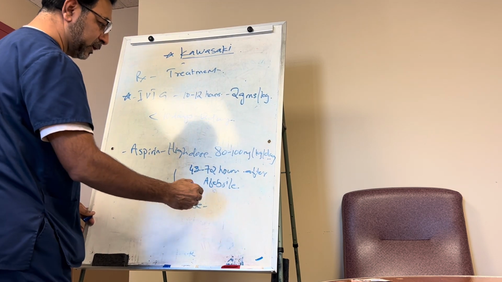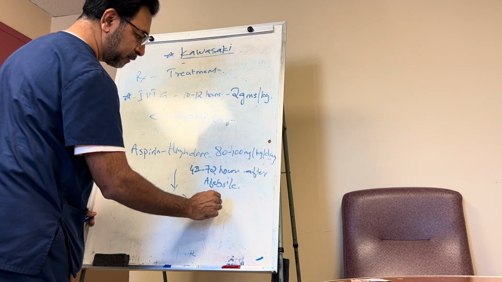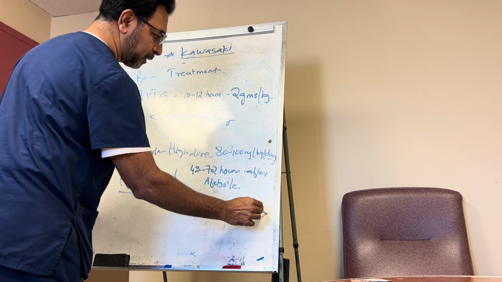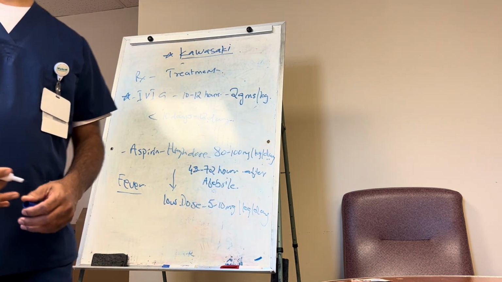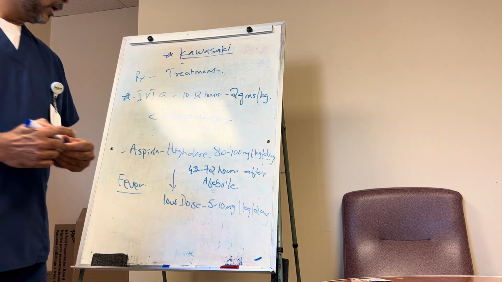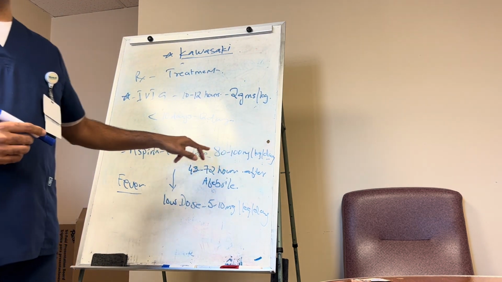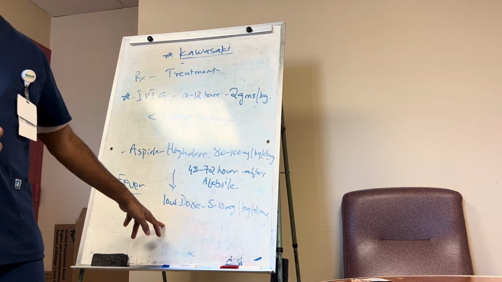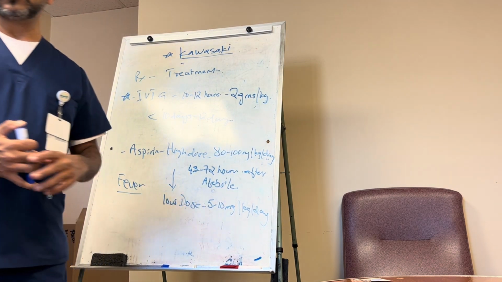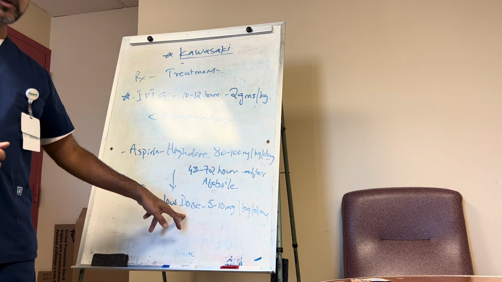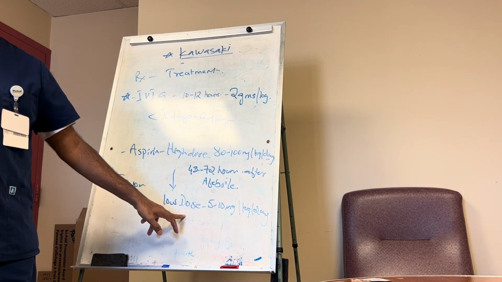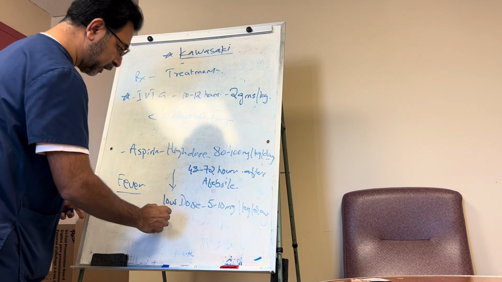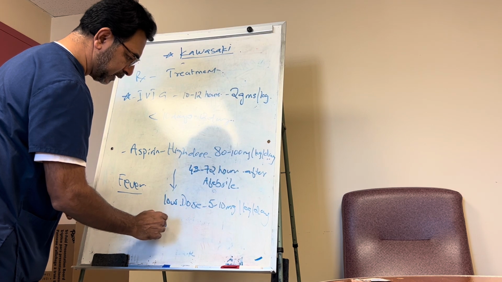Now what is considered low dose? It's 5 to 10 milligrams per kilogram. At this dose, it has an anti-platelet effect, so that's why we reduce it to low dose aspirin. And for how long do you want to continue with low dose aspirin? 6 to 8 weeks. So at least for 6 weeks.